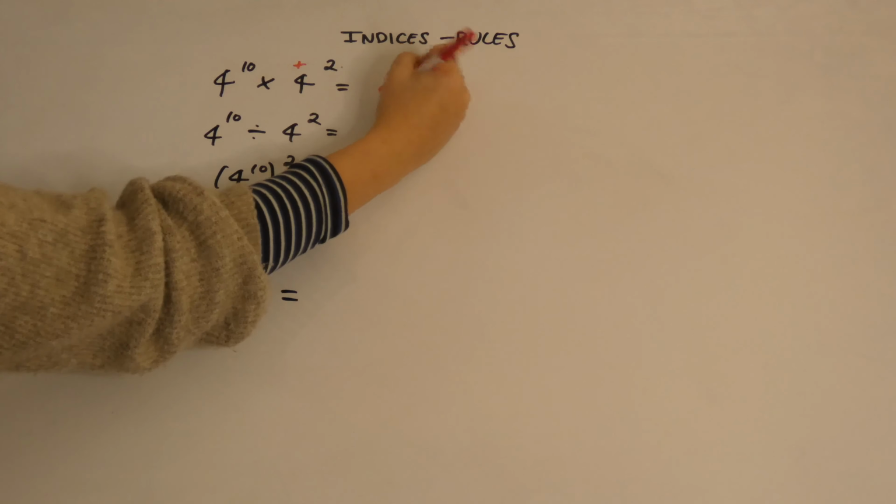Whenever we've got the same base, but this time we're dividing with powers, all we have to do is subtract those two powers. So we're left with 4 to the power of 10 minus 2, which just gives us 4 to the power of 8.